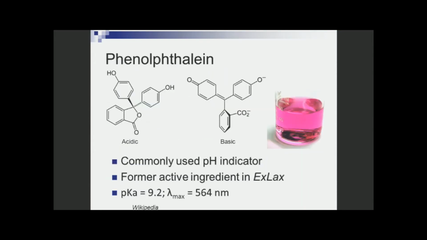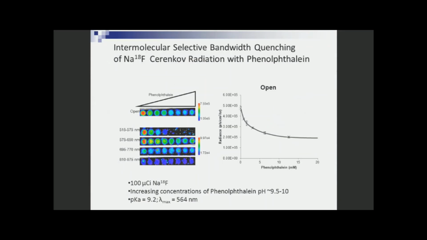So we went back to high school chemistry, and we started with the pH indicator that everyone is most familiar with, which is phenolphthalein. It's shown in the acidic and basic forms here. It's a very commonly used pH indicator. It is well tolerated. It is the former active ingredient in the laxative Ex-Lax. It's not used anymore because at high doses it's suspected to cause cancer, but we know that it's tolerable. It has a pKa of 9.2 and an absorption maximum of 564 nanometers.